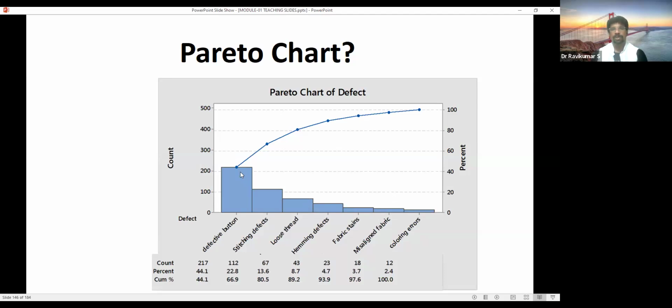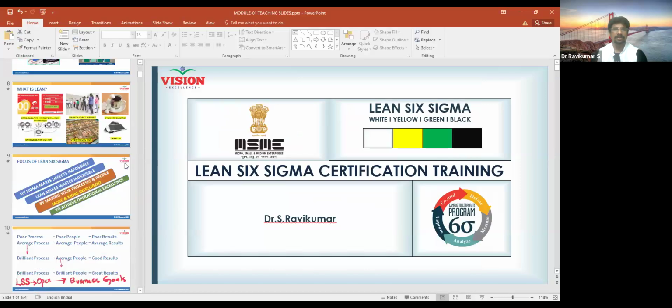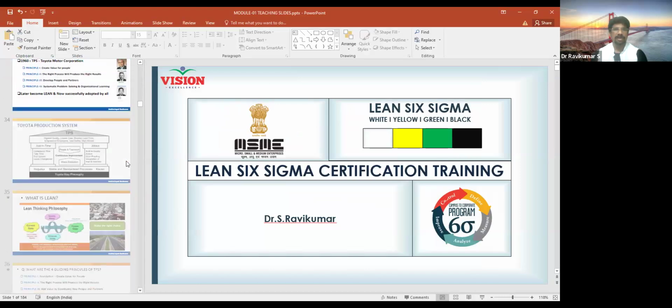Okay, now let us go to this curve. How to draw this curve? We have calculated the cumulative percentage of each defect, right? So at point one, where the defective button is, the cumulative percentage is 44.1. Then at the stitching defects point, the cumulative percentage is 66. Then the third one is 80. Fourth one is 89. Fifth one is 93. Sixth one is 97. The last one is 100.